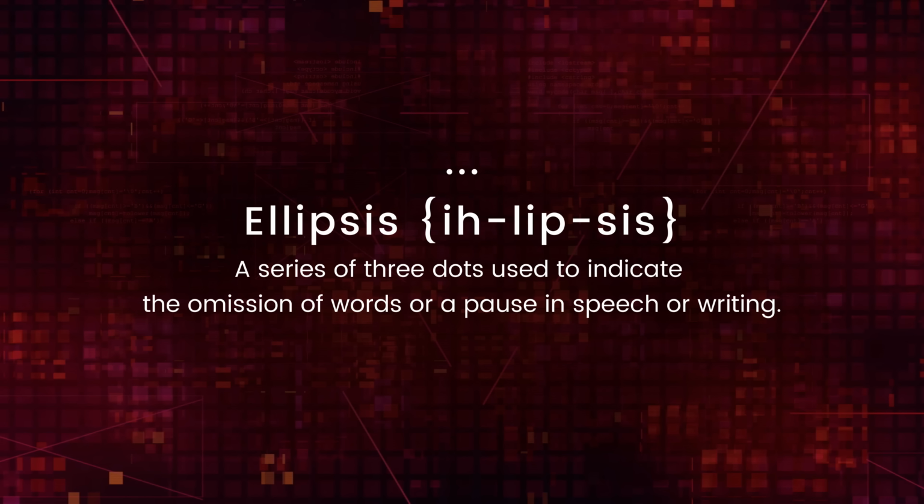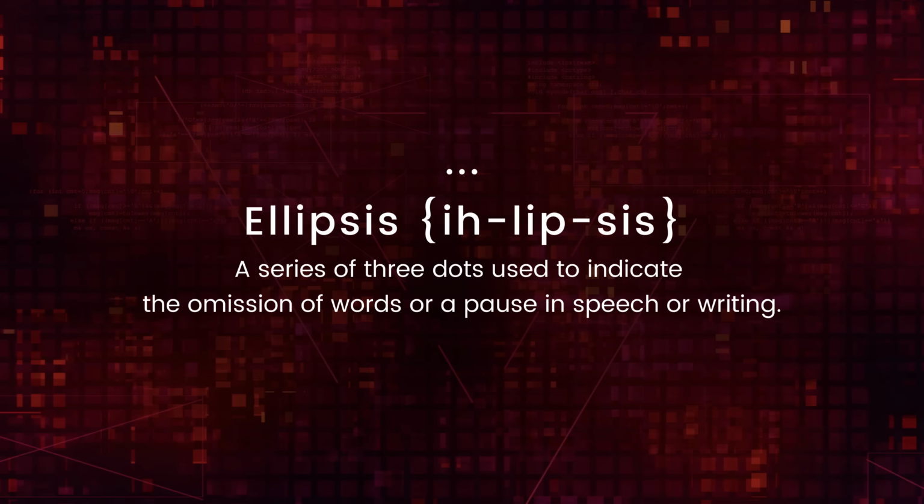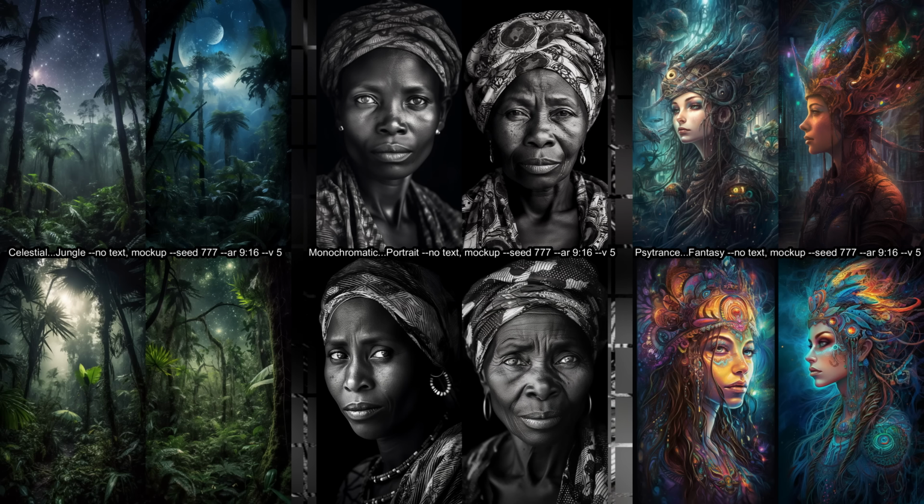Ellipsis. A series of 3 dots used to indicate the omission of words or a pause in speech or writing. And for some reason it makes the images prettier. I would almost compare it to the results of hashtag, just with starrier sky for jungle and different people in the portrait images. For some reason the Psytrance Fantasy images look almost the same for hashtag and ellipsis.